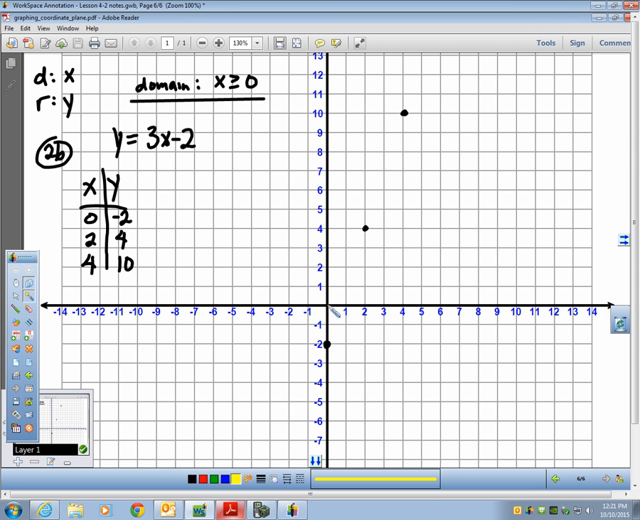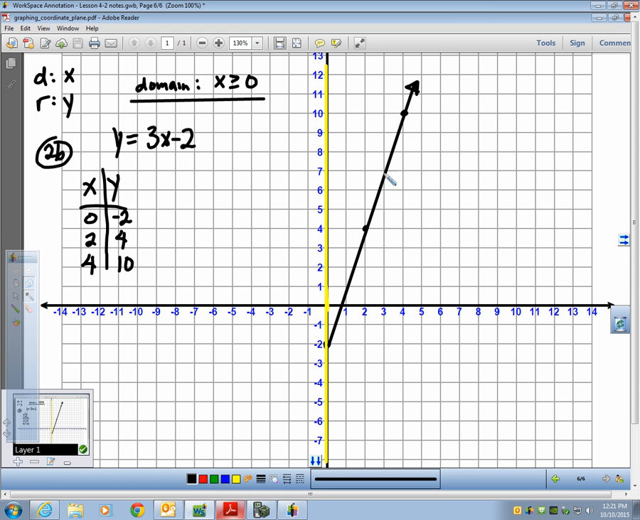X equals 0 is right here. That means that I can only graph the values to the right of this yellow line, because x equals 0 is at this yellow line. I can only graph values bigger or equal to 0. So I'm not going to draw a line all the way across my paper. I'm just going to go from this point here, and I'm going to draw a ray just to the right. This shows the values that are bigger than 0 for x.